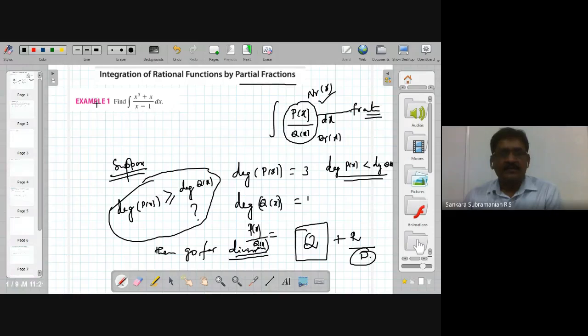Now, if I see the first example, I can find that the degree of the numerator term is 3 and the degree of the denominator term is 1. I can go for division, and then I have to proceed. So that is the process.